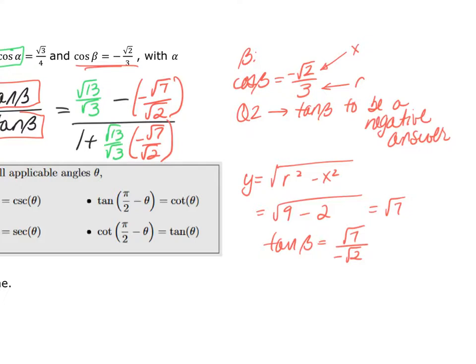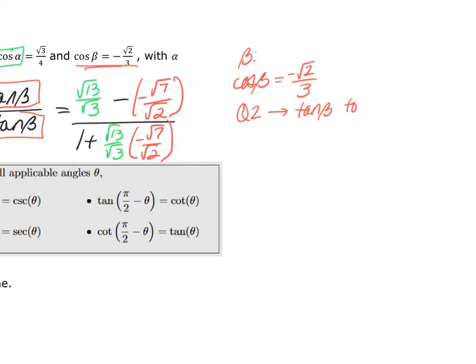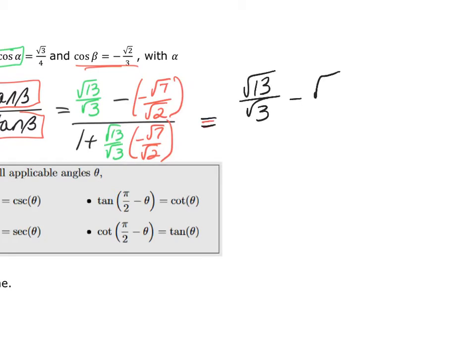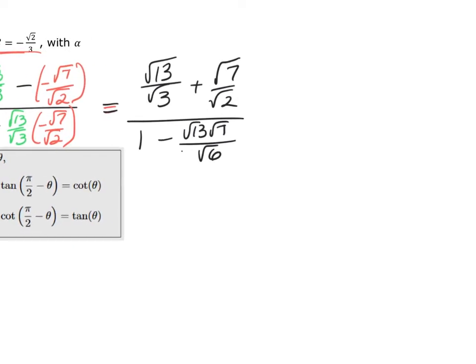So now, I'm going to finish this off, because I'm running out of time. So this is equal to the square root of 13 over the square root of 3, minus the square root of minus, so it's plus the square root of 7 over the square root of 2, over 1 minus the square root of 13 times the square root of 7, all over the square root of 6. What is my lowest common denominator? So I'm going to multiply everything by the square root of 6.